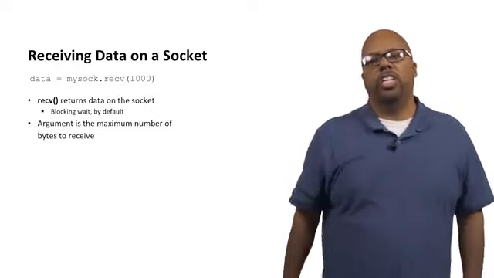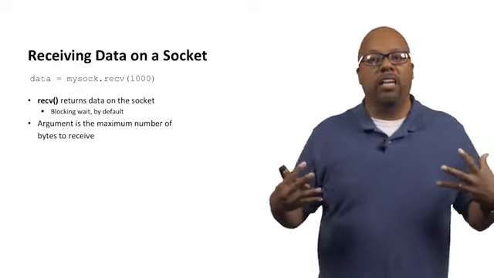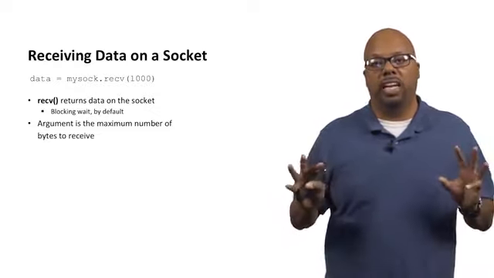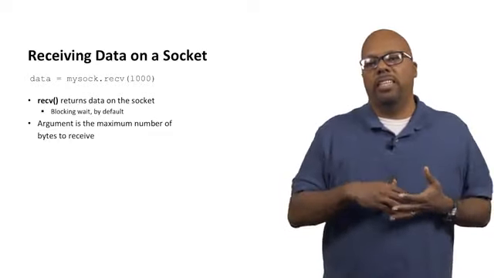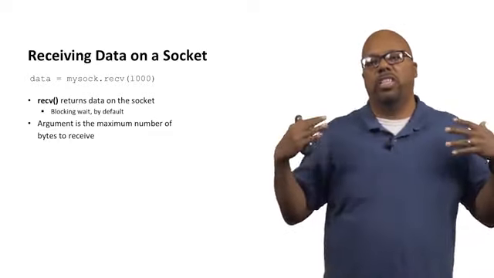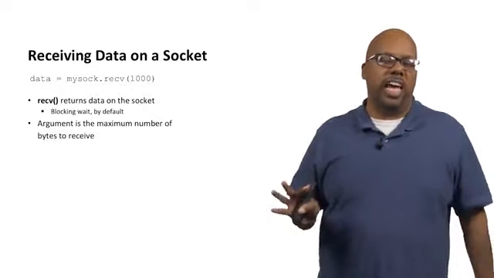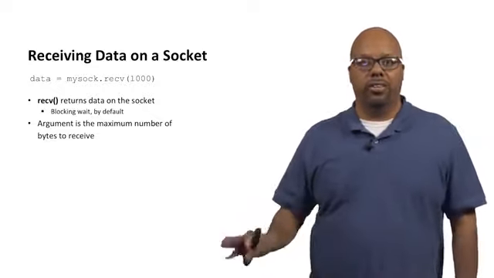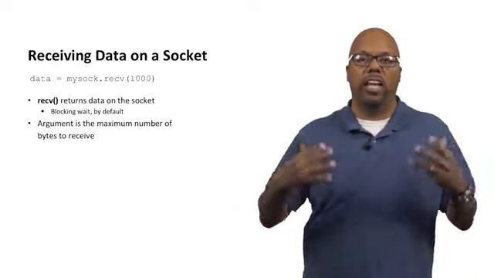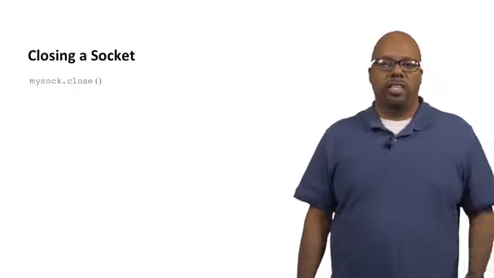And this receive method is a blocking wait, right? By default, it's blocking. What that means is that the client will sit there and not do anything until it receives the response. Now you can change that and make it non-blocking, but we will not do that. Right now we're just going to assume the most generic blocking. You wait there until you receive the data. So that's how you receive data.